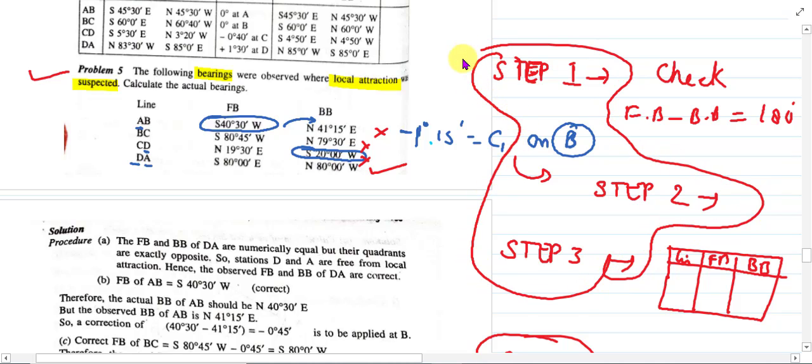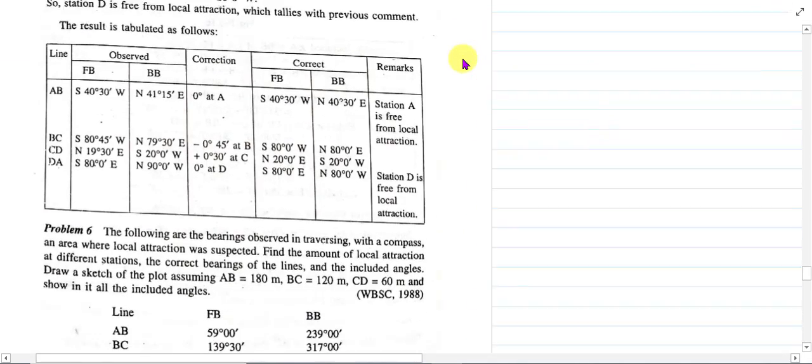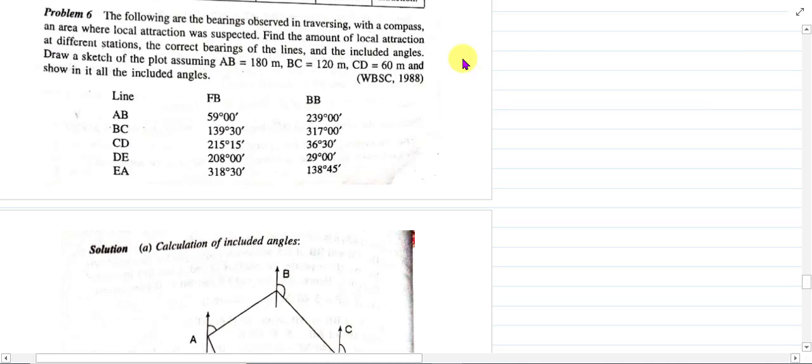Okay, so these 3 steps are the repetitive steps in problem number 3 and problem number 4. The same approach we apply here. Now we move to the next problem. Problem number 6. Please read this problem before I discuss.